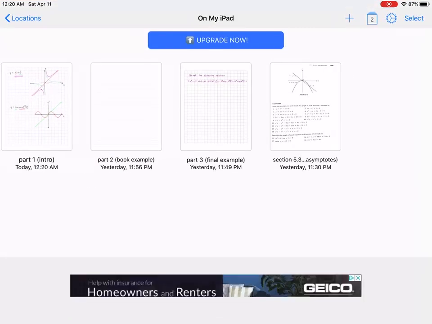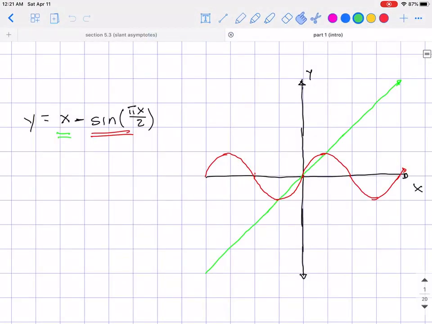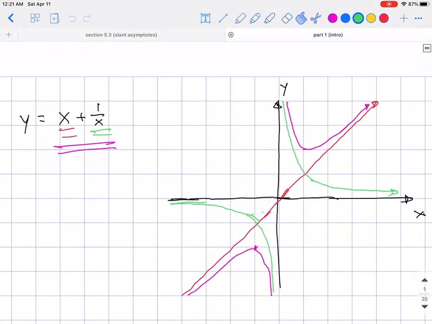So today, as I said, I want to work on section 4.3, which is on diagonal asymptotes. What we'll do first is look at an example of something that we did last semester. Here you can see the equation y is equal to x plus 1 over x, and I graphed it on the right. This is just a recap of what we did a long time ago.